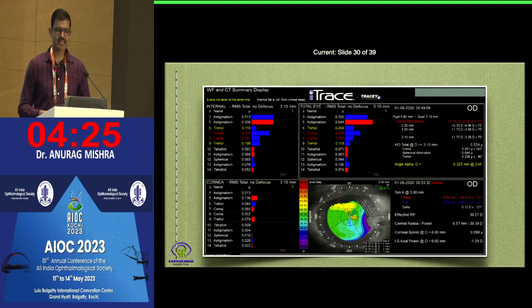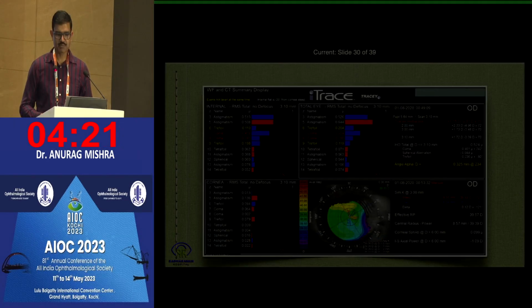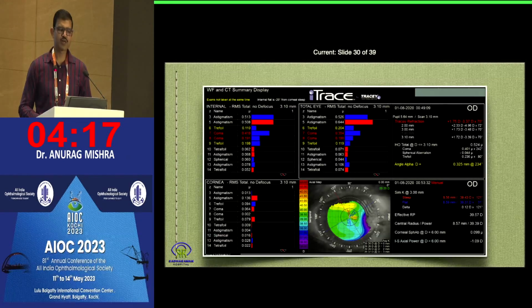So let's come to the practical tips. This is one example where the Tracey refraction shows a minus 3.3 cylinder. When you come to the delta from the cornea, it is only 0.12. This happens when there is a lens tilt or a subluxation which is subclinical. It is not evident to you clinically.